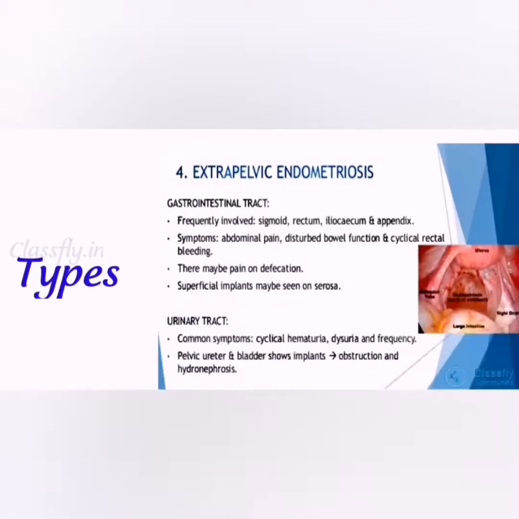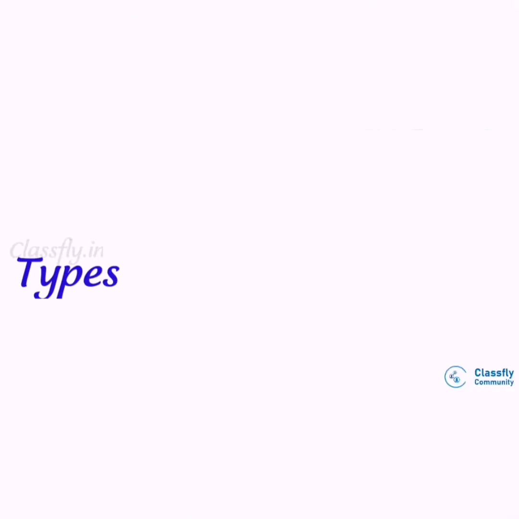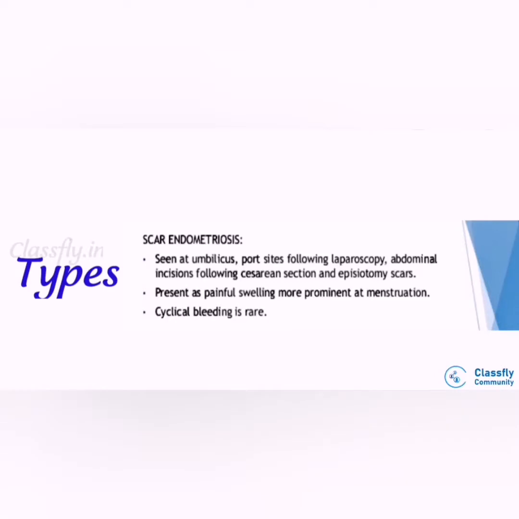Fourth type is extrapelvic endometriosis. In the GI tract, sigmoid, rectum, appendix and ileocecum are involved. Symptoms are abdominal pain, rectal bleeding, disturbed bowel function, and pain on defecation, with superficial implants seen on the serosa. In the urinary tract, the symptoms are cyclic hematuria, dysuria and frequency. The pelvic ureter and bladder show implants, causing obstruction and hydronephrosis. In scar endometriosis, painful swelling on menstruation and cyclic bleeding are rare.